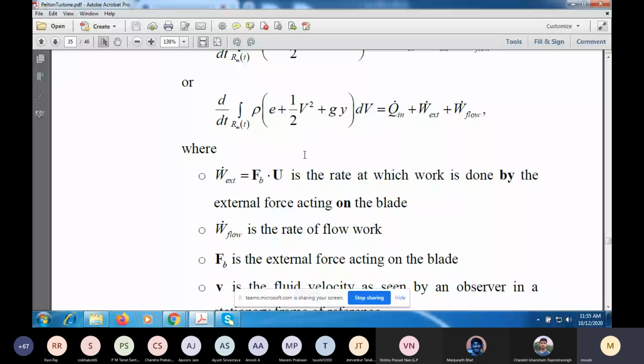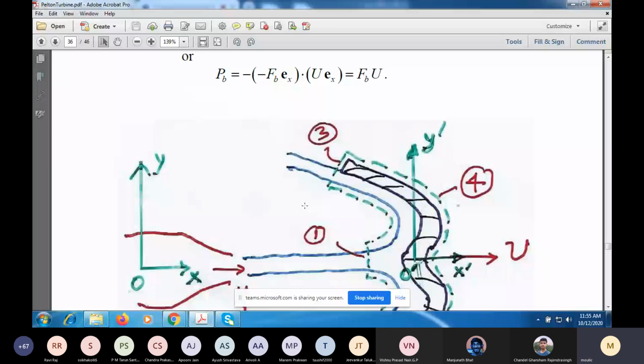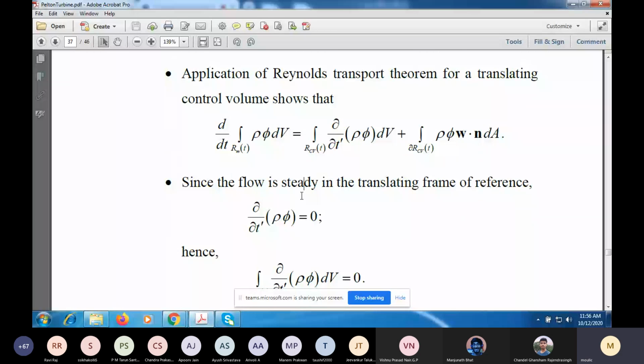You can apply Reynolds transport theorem in the translating frame and write this as this temporal derivative plus the flux of this quantity phi through the control volume by the relative velocity here. And since the flow is steady, the first term is 0. Flow is steady in the translating frame. That's why I am using this form.